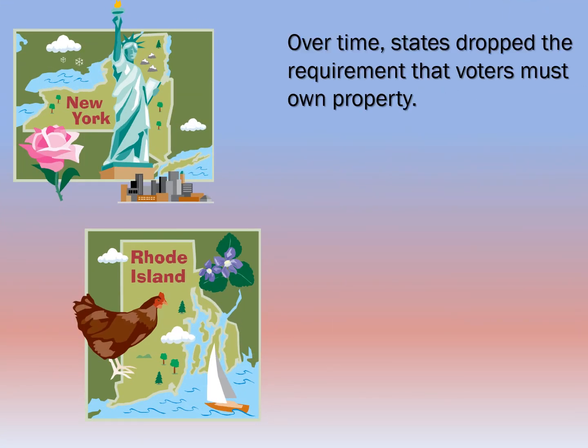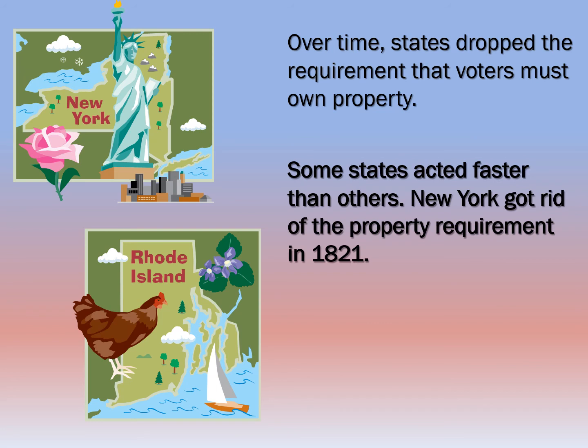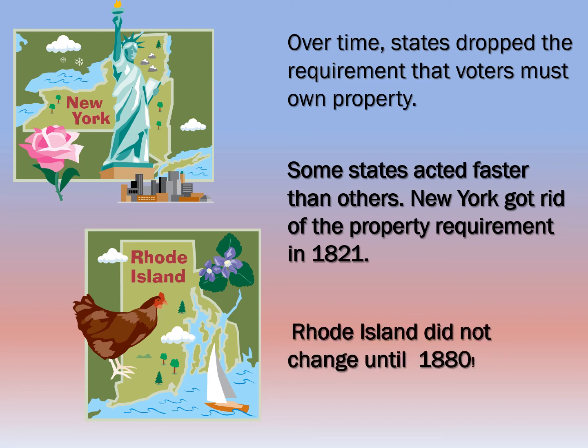Over time, states eventually dropped the requirement that you had to own land to vote. And, as with anything, some states were quicker on this than others. New York, you can see, got rid of the property requirement in 1821. Rhode Island did not change until 1880. But again, it was up to the states, and this idea of states, 10th Amendment, state powers, and states had the ability to decide about voting.